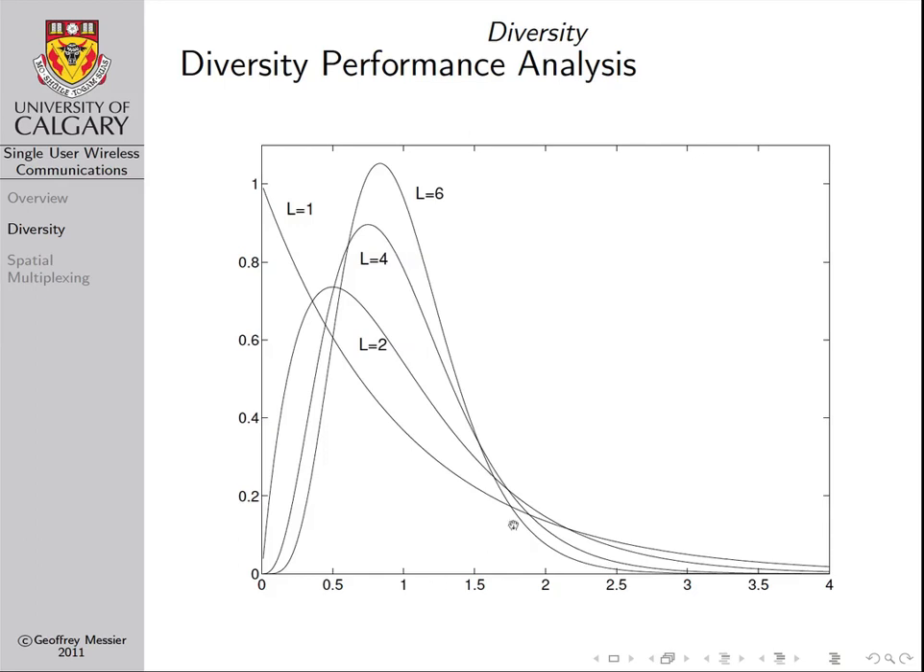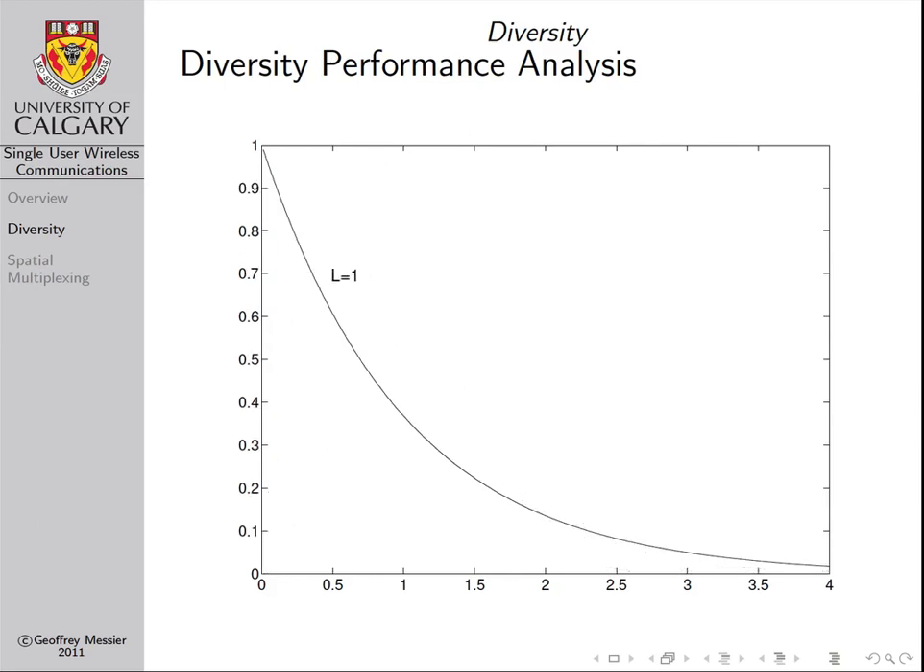It's particularly dramatic if you look at the curve for 6 diversity paths and you compare it with the curve for 1 diversity path. You can see that we've really moved away from 0 and we're much more concentrated around the mean. That means we see less variation in our signal and we spend a lot less time in these very, very deep fades. Another second point, equally important, is the relative change that we see between these distributions.